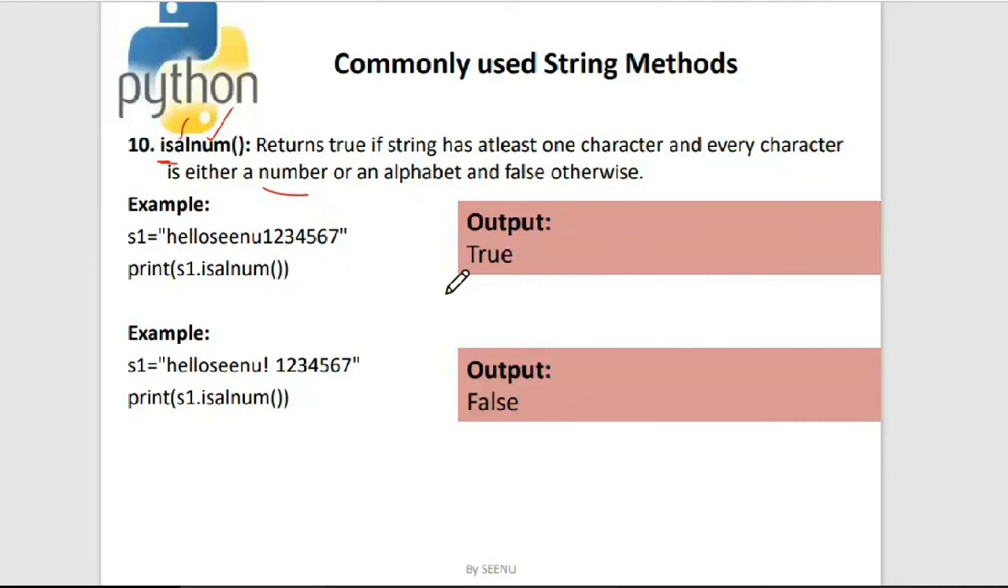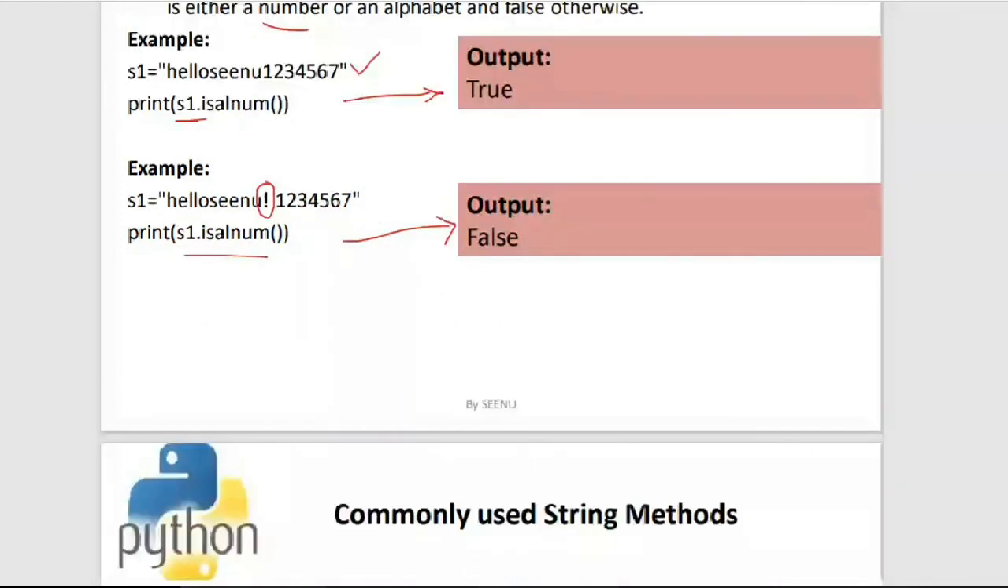I have taken a string over here which has a combination of characters and also digits. So I'm applying isalnum on s1, saying s1.isalnum. Since it has only characters and digits, it will return true for me. Now in the next case, I have used an exclamation mark over here, which is not in the set of alphabets and also not a digit. So isalnum will return false for me.